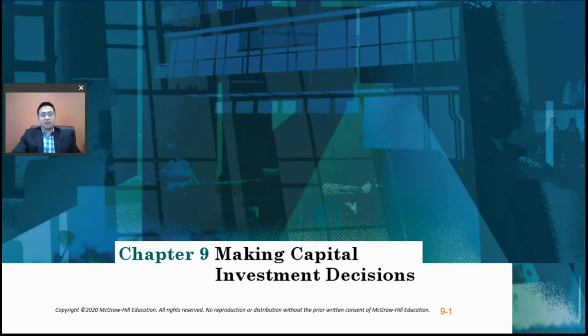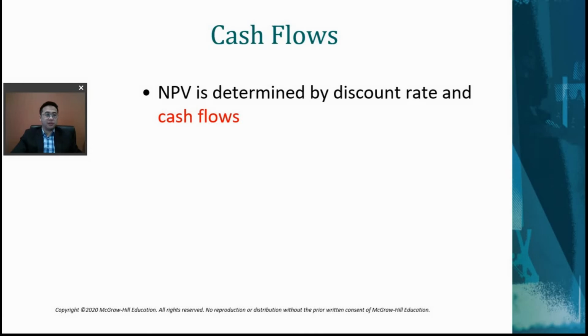Chapter 9 is also about capital budgeting. In this chapter, we are going to learn how to construct the cash flows, which we used to produce NPV and all the other investment criteria. And also, we are going to learn how to analyze the risk in our capital budgeting plans and how to control the risk. First, cash flows.